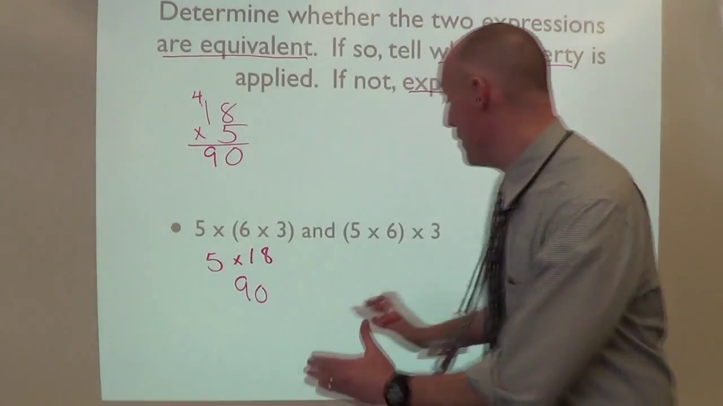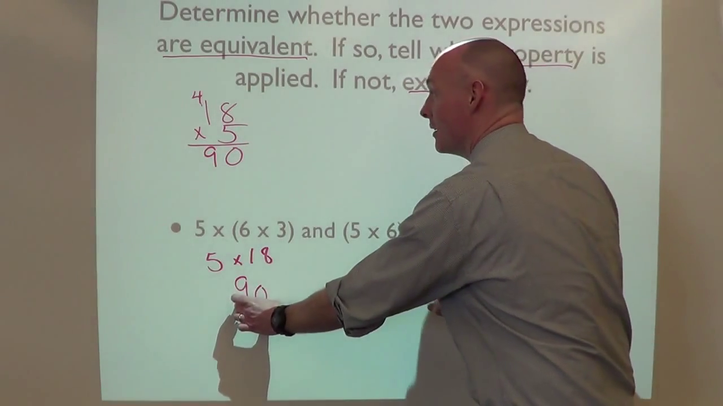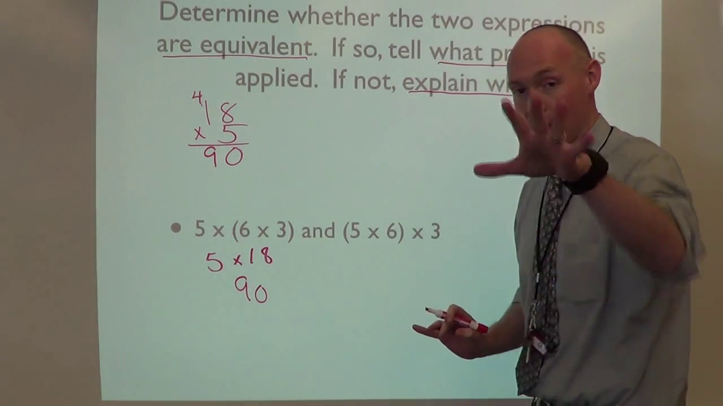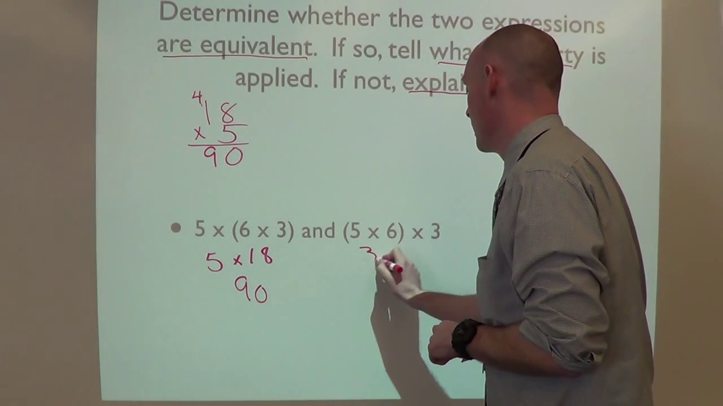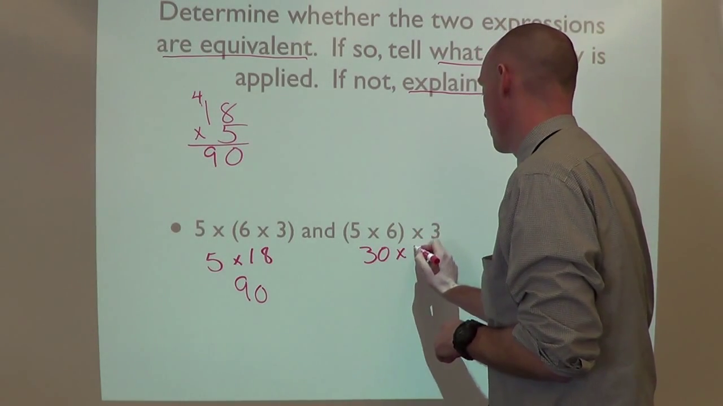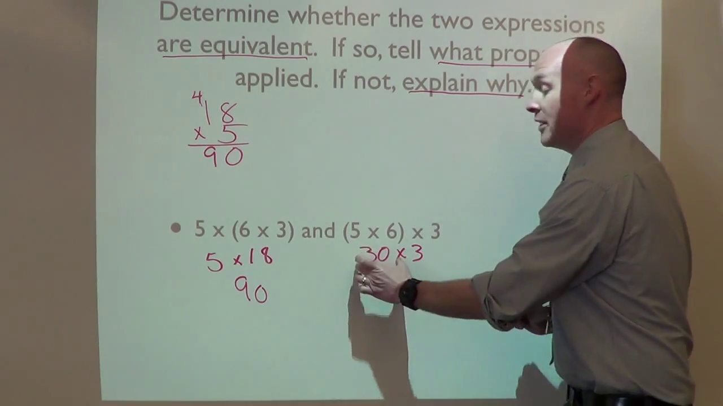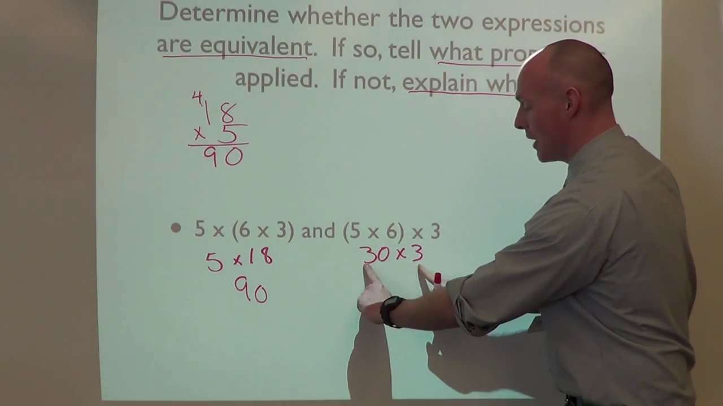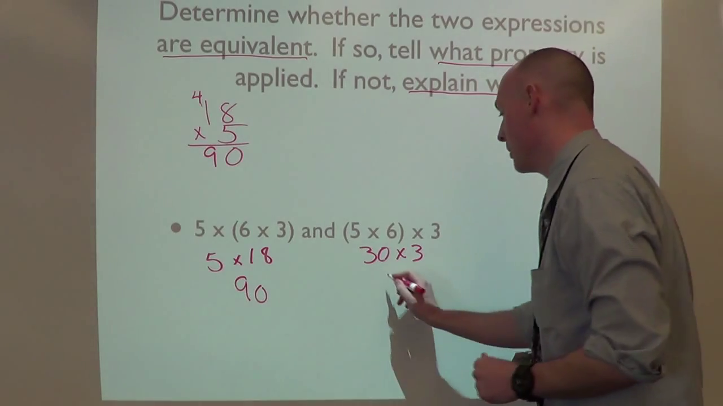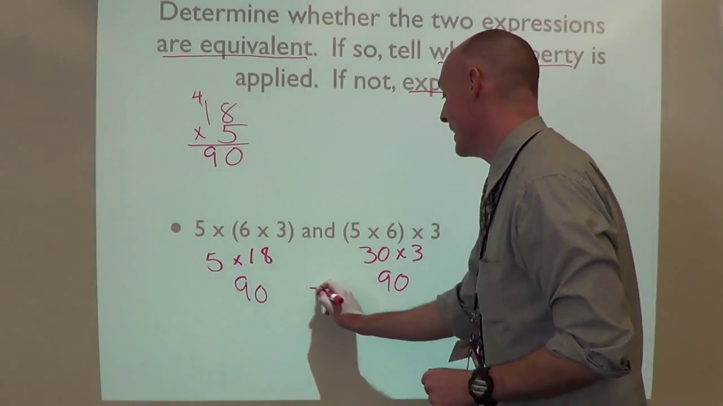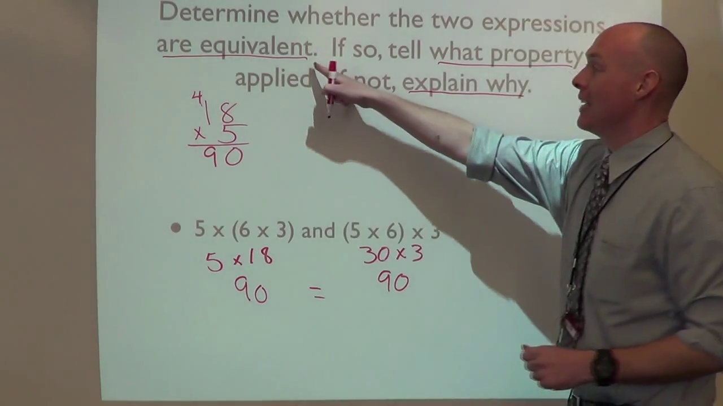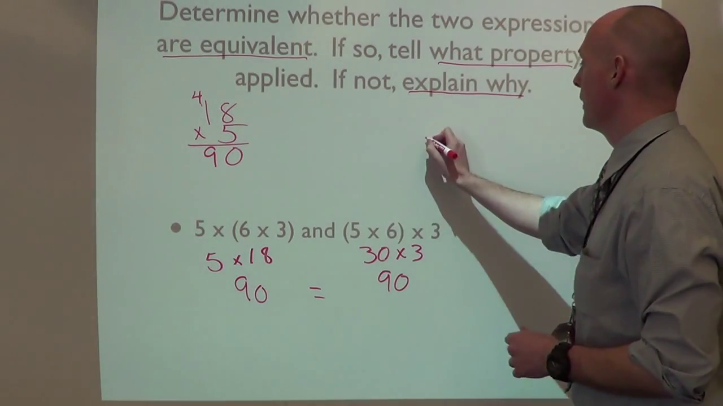So now, if this equals 90, then yes, they are equivalent. But let's figure it out. 5 times 6 is 30 times 3. This I can do in my head because I know 3 times 3 is 9, add a 0, and we get 90. So 90 does equal 90. So the answer is yes, they are equivalent.